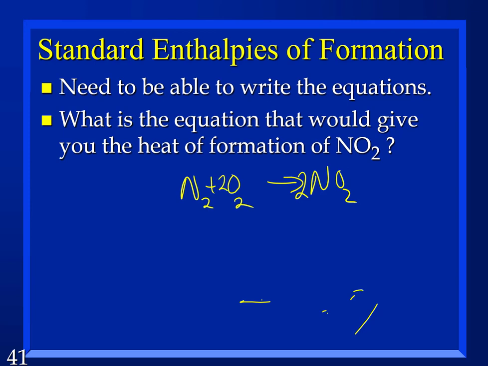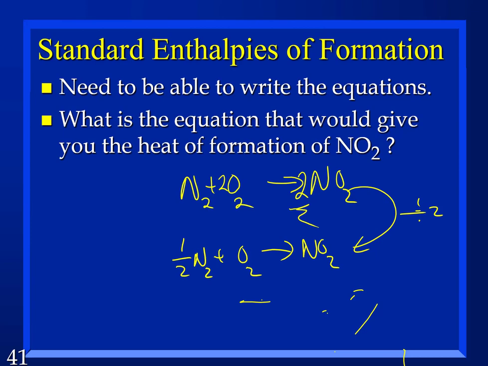That's the balanced equation, but it doesn't match the definition. The definition said you have to make 1 mole. My coefficient in front of NO2 is a 2. That would be 2 moles. Right? So I've got the right stuff, I just got too much of it. If I only want to make 1 mole, I have to divide everything by 2, so that would be half an N2 plus an O2. If I just divide by 2, that's what my coefficients would be. And this is the reaction where delta H is 33.85 kilojoules. That's the reaction they're talking about.